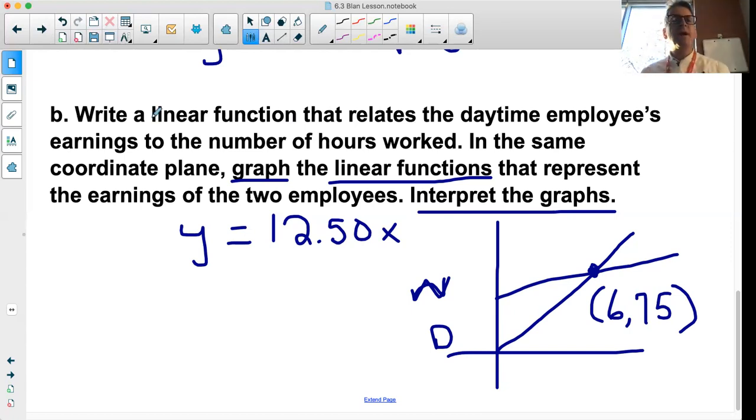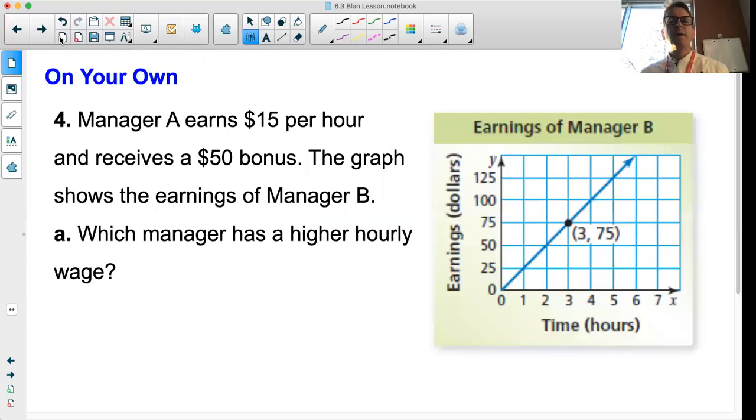Okay, on your own next. Last one today for this lesson. It talks about a manager A earning $15 per hour and receiving a $50 bonus. The graph shows the earnings of manager B. Here's manager B. Which manager has a higher hourly rate?